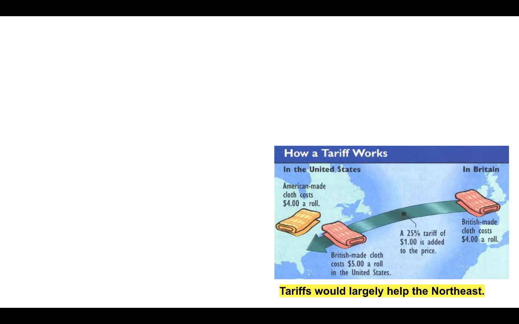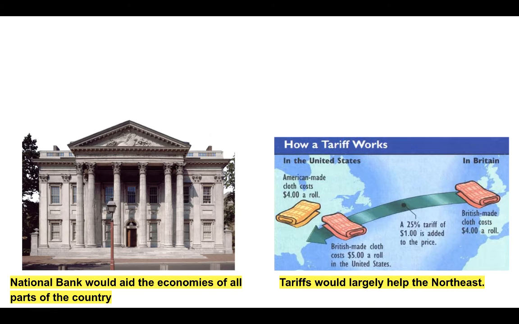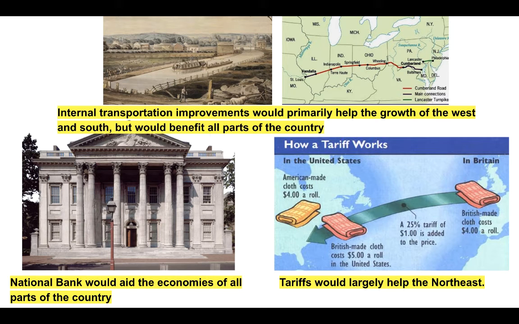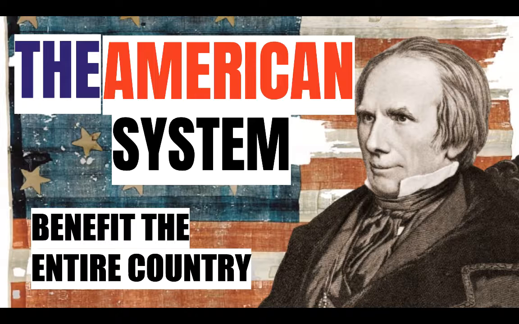Tariffs would largely help the Northeast by protecting American manufacturing. The National Bank would aid the economies of all parts of the country, and internal transportation improvements would primarily help the growth of the West and South, but would benefit all parts of the country as well. Henry Clay felt the American System would be a huge boost to the entire U.S. economy. Let me get into some of the details.